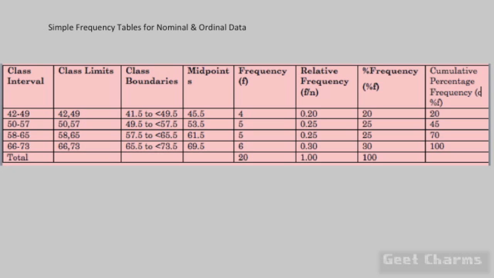Class limits are the starting and ending of each value. So for the first class interval, the starting limit is 42 and the ending limit is 49.